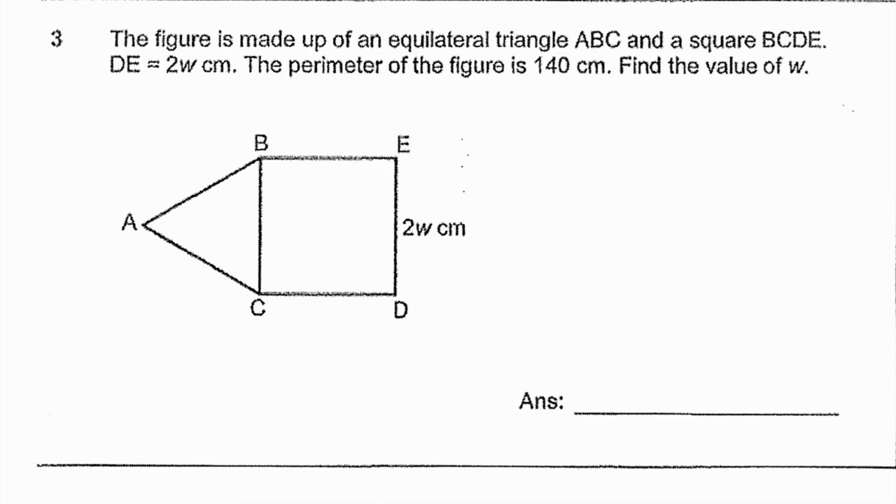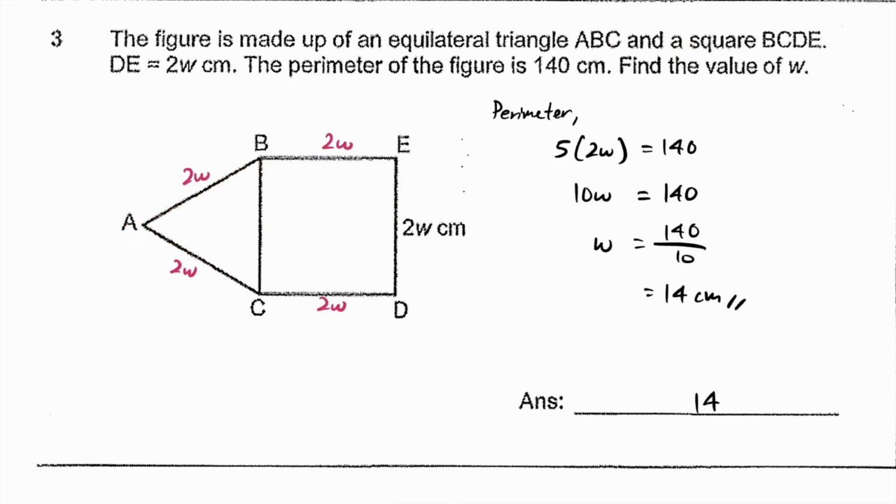The figure is made out of an equilateral triangle. Now, the fact that this is 2W and this is a square, which means BC is also 2W, which means each of these sides is also 2W, as we can see here. The perimeter is 140, which means in total I've got 1, 2, 3, 4, 5 2Ws. So 5 2Ws is 10 Ws, that's 140. Find the value of W, just divide that by 10, you get 14 centimeters.